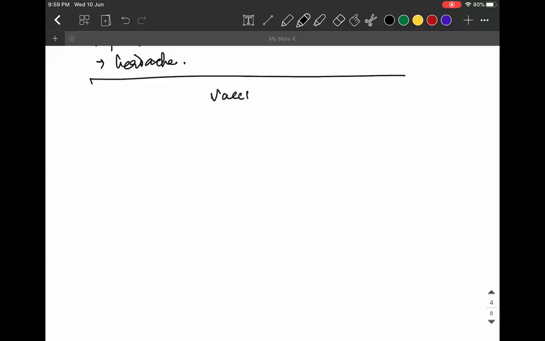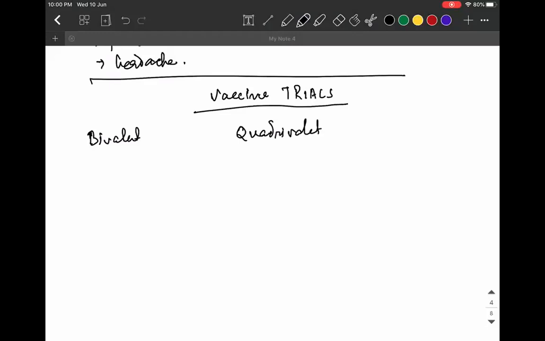Vaccine trials. So bivalent, quadrivalent, and nonavalent.